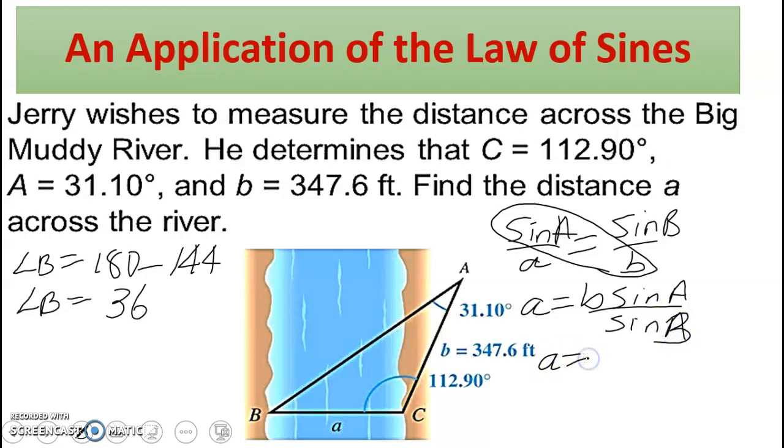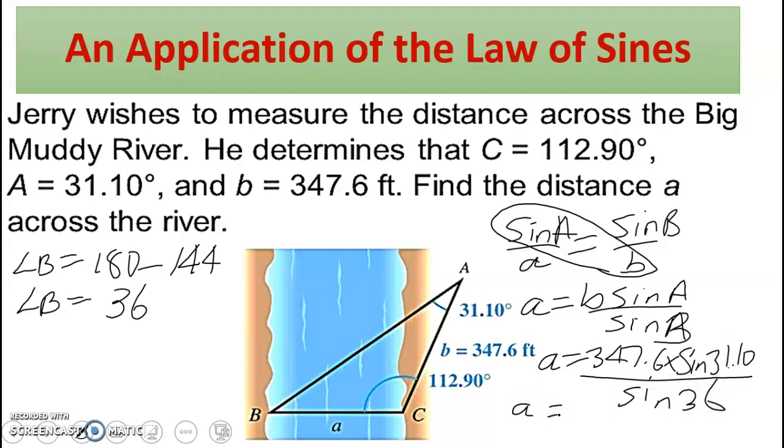Okay, so now that's 347.6 times sine 31.10, all divided by sine 36. Make sure your calculator is in degree mode when you type this in, and then simplify. You're going to get 305.5 feet, rounded to the nearest tenth.